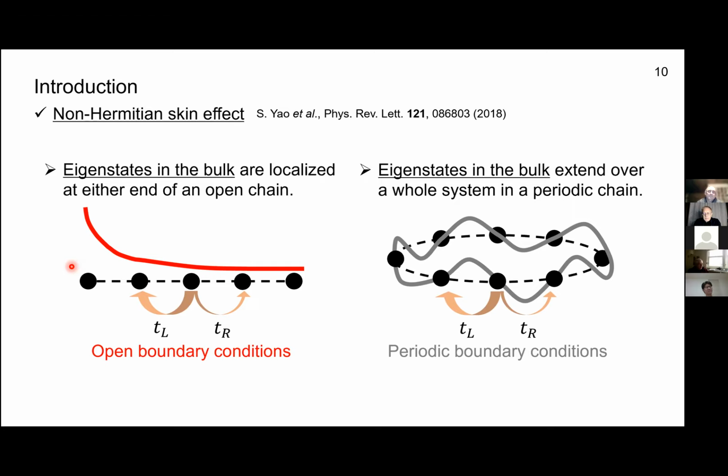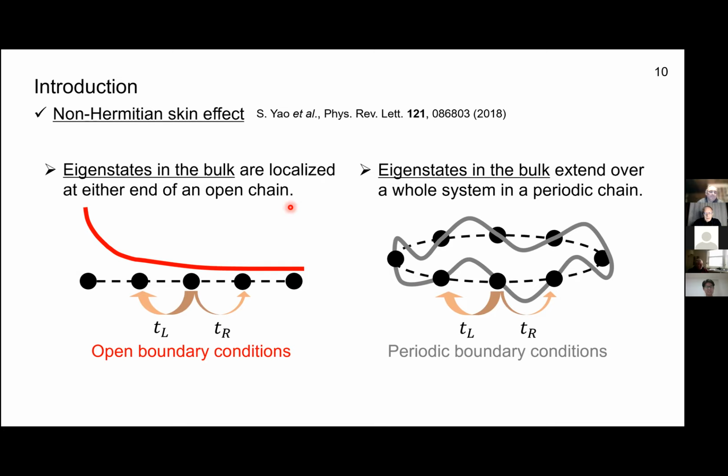So we focus only on the left figure, but we don't consider the right figure. But in other previous work, by using the cutting procedure, the connection between the open boundary conditions and the periodic boundary conditions was studied. But sorry, I don't know the details of the previous work. Okay.